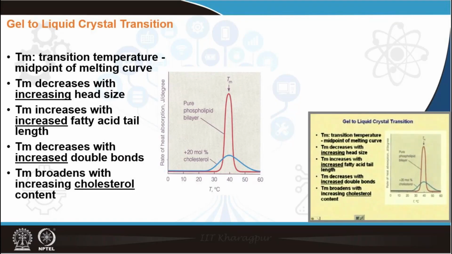If you have an increased number of double bonds, larger number of kinks in the structure, it disrupts the ordering. Tm will decrease.